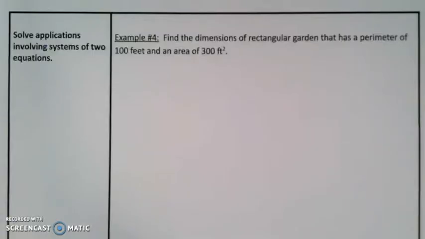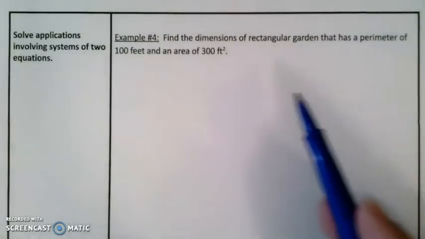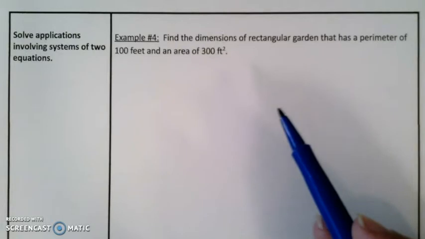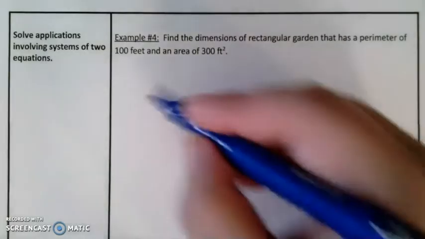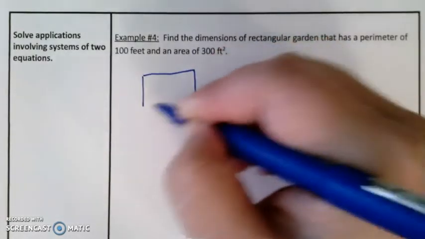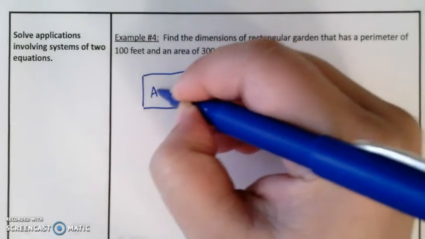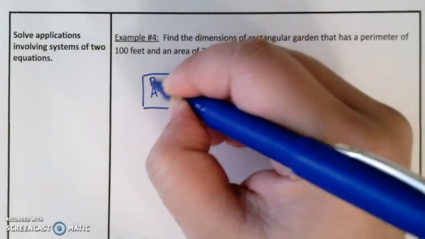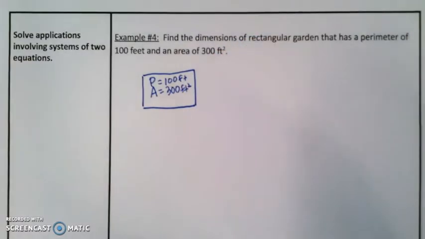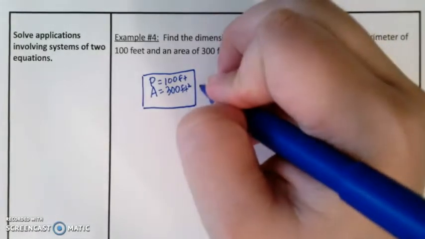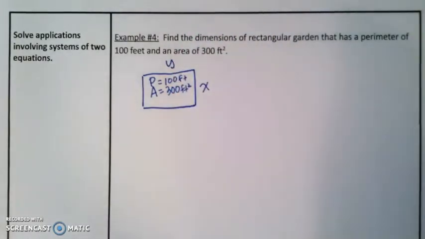All right, on the next page, looking at example 4, our objective is to solve applications involving systems of 2 equations. So we're applying this. One of the ways that we could see this is if we have dimensions of a rectangular garden with a perimeter of 100 feet and an area of 300 square feet, and we want to find the dimensions. So I'm going to start by drawing a picture. Okay, the area is 300 feet squared and the perimeter is 100 feet. I don't know the dimensions, so we'll call this x and this y. But I do know their relationship.